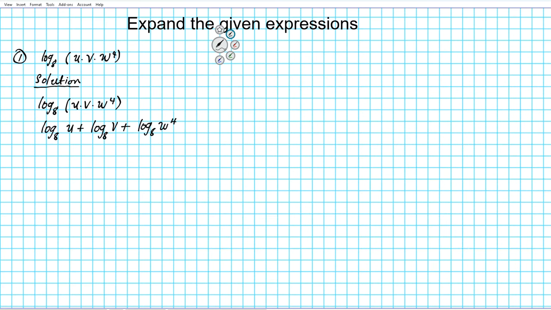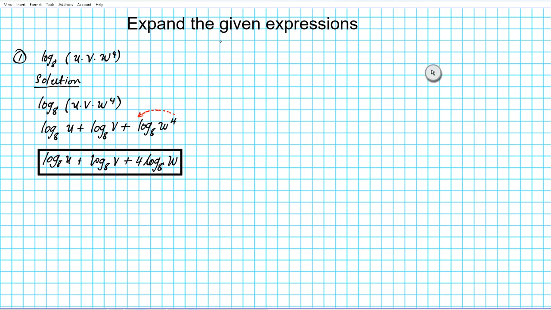This last term has a power, so we can apply the power property to it and power down this exponent. So it becomes log base 8 of u plus log base 8 of v plus 4 log base 8 of w. And there goes the answer to question number 1.